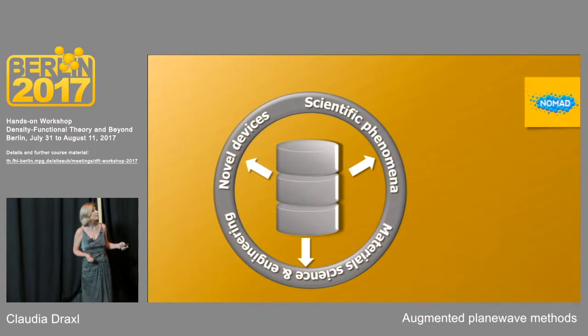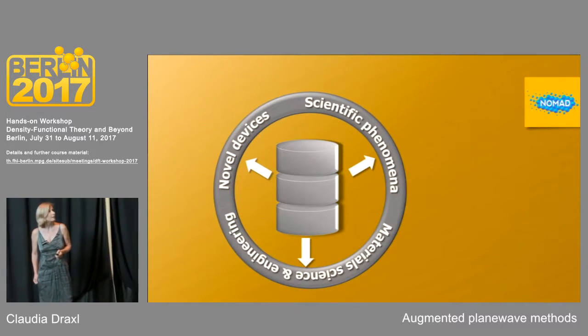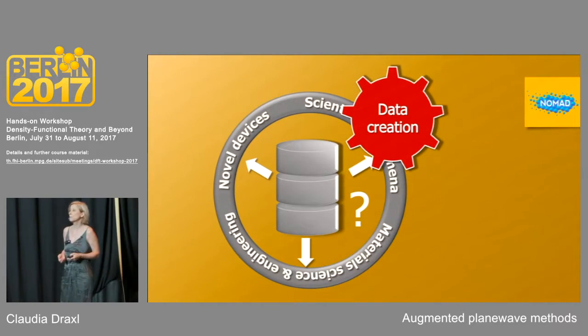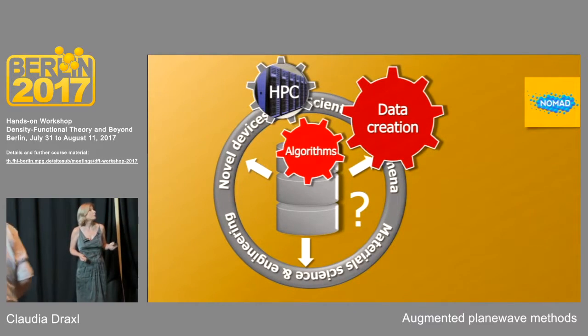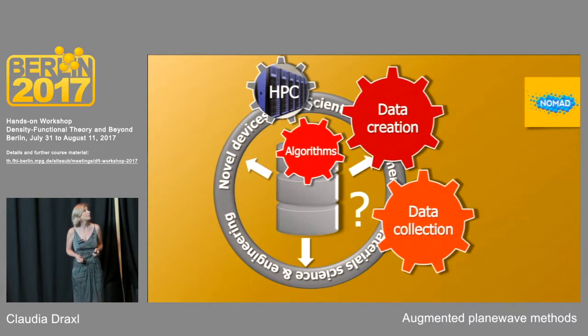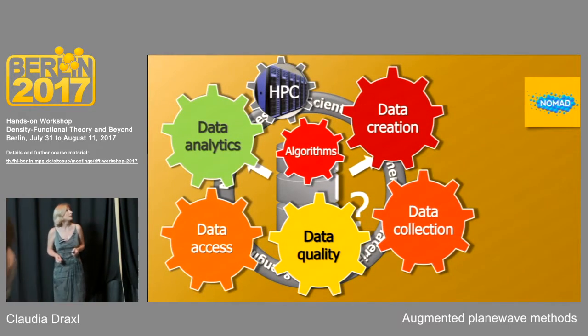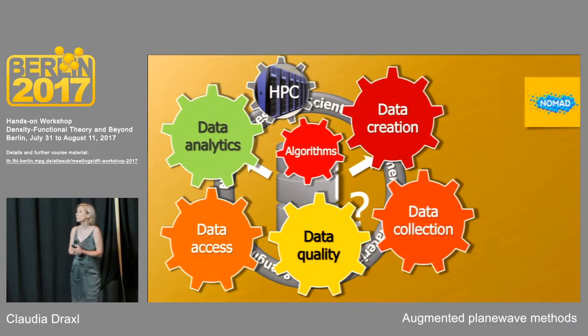In particular, if you try to answer the question of how you get from the data to this outer ring here, it concerns a lot of aspects. This has to do with the data creation, and this is basically where you all are here, learning about the codes to create them. Of course, we need HPCs and algorithms for this, but it also concerns the collection of data. It concerns data quality, giving access to the data that we all produce over the world, and finally, analyzing the data in order to learn more from this data that we produce.